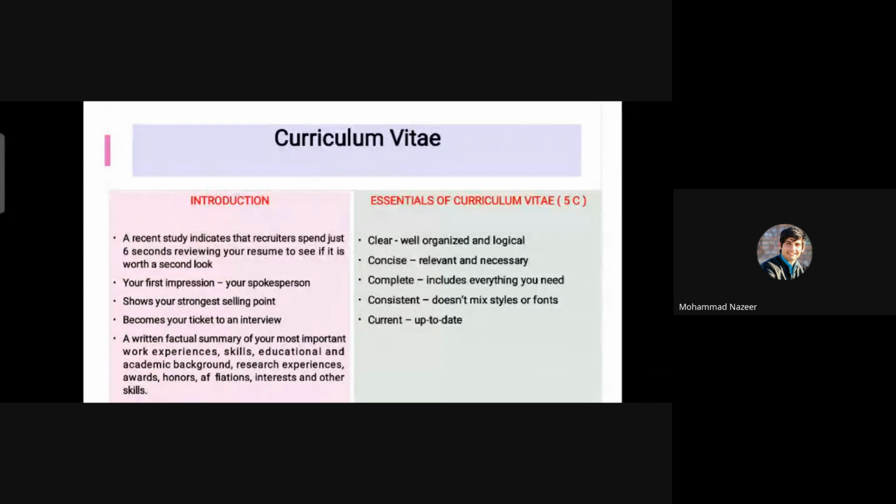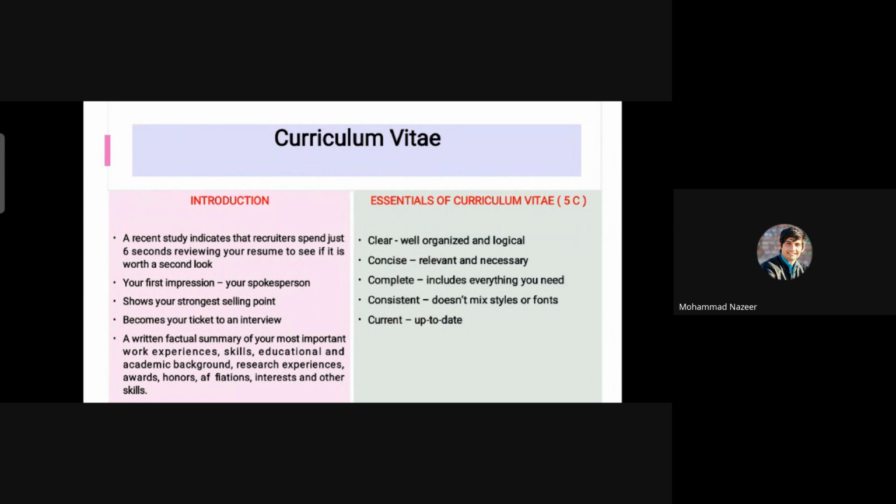Concise means all the relevant information is required. You cannot talk about your family background. You're not supposed to talk about all these things. This is not required whenever we are writing. What is your educational background? That is required. I'm telling you again, your address is very, very mandatory. So that should be proper and systematic.